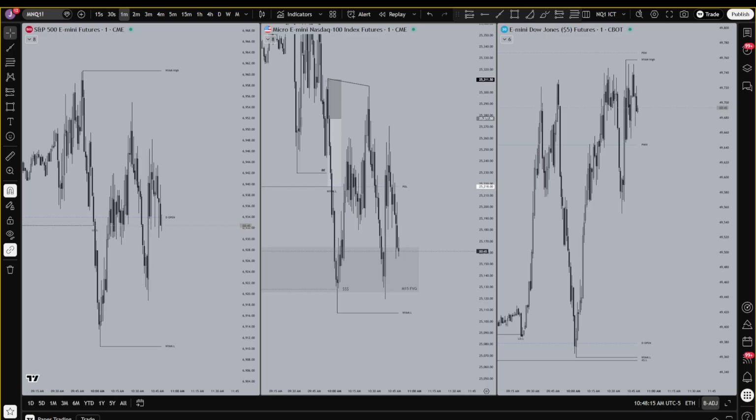Bro, Trump gave that little spike up, and then the market went back to doing what it wanted to actually do. Yep. It's crazy.